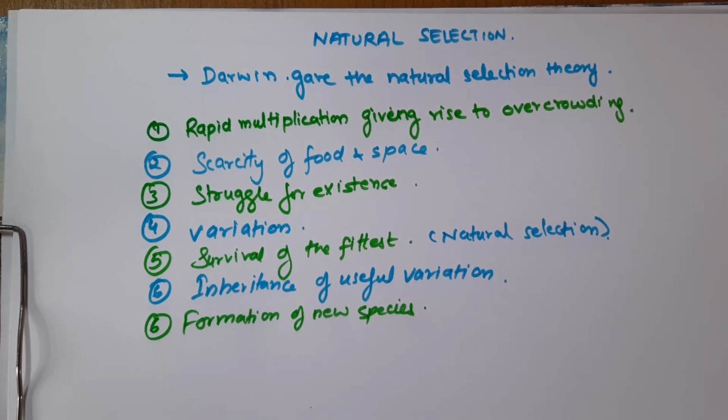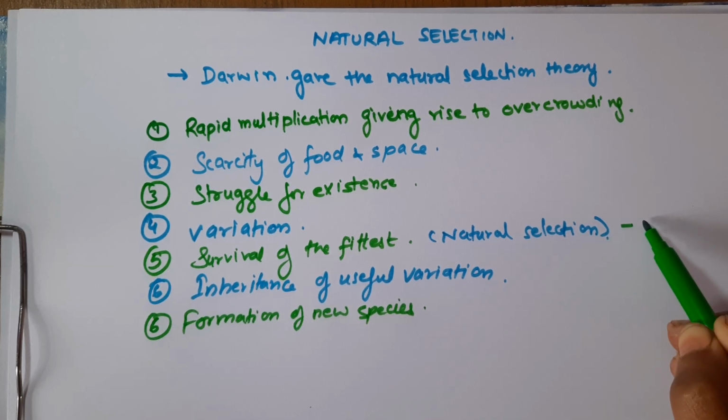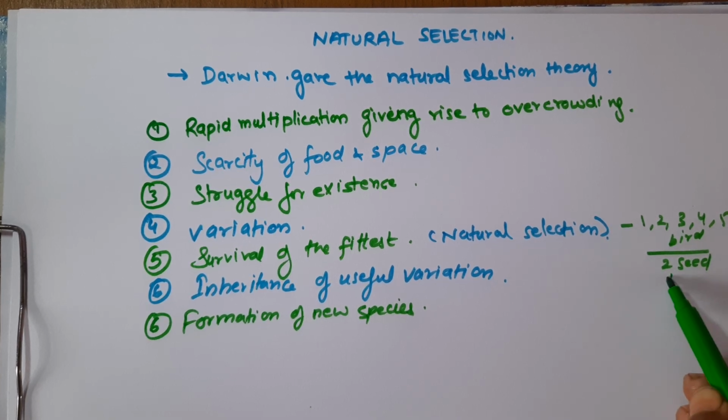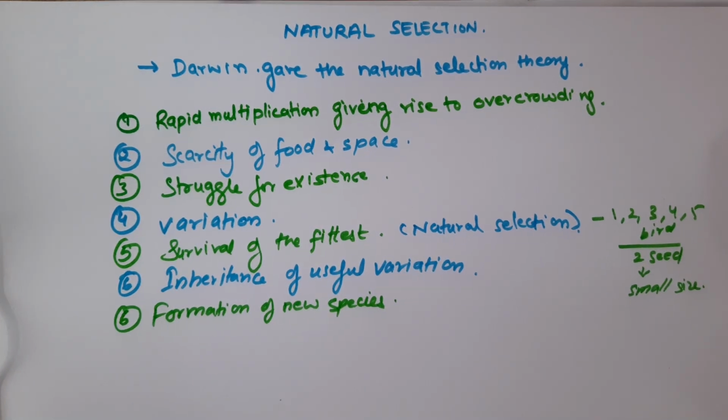Let me talk about it again. There are five birds, 1 2 3 4 5, and suppose we have two seeds. Basically all these birds are small in size and thin. This is an example.